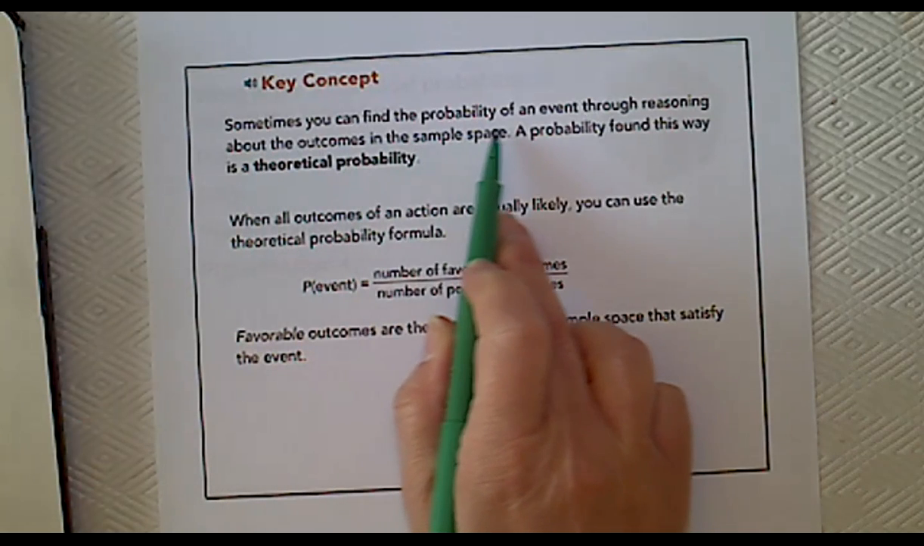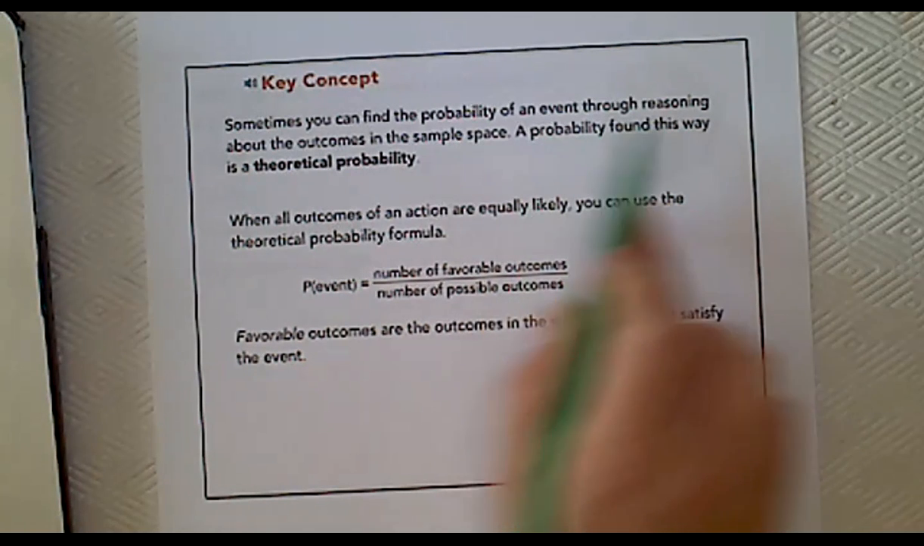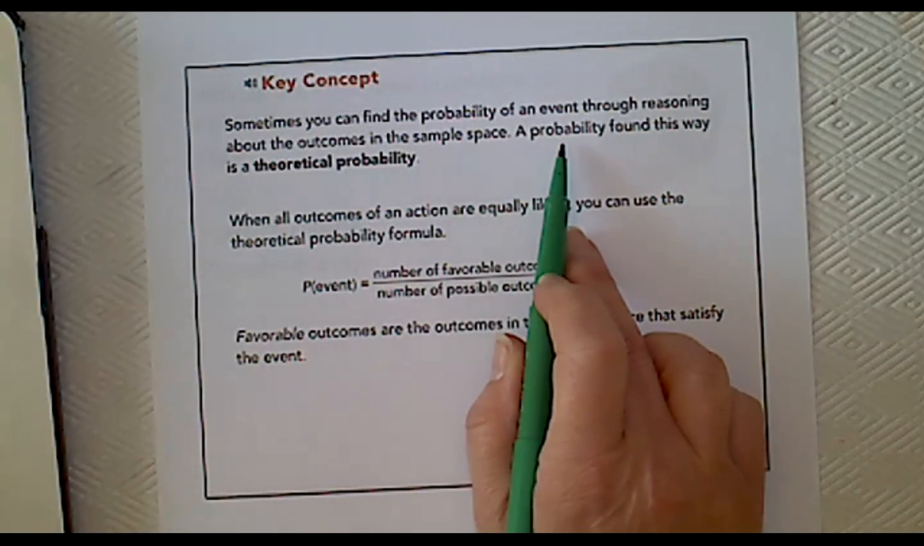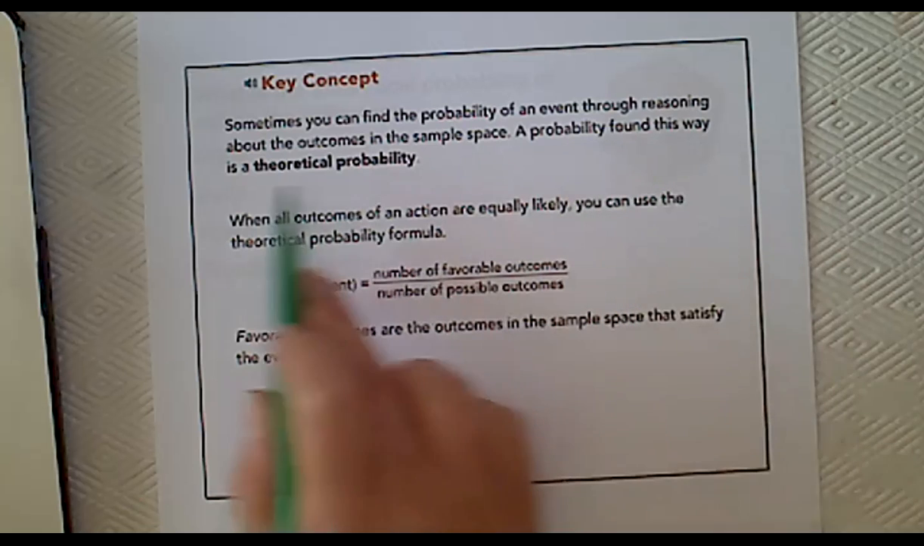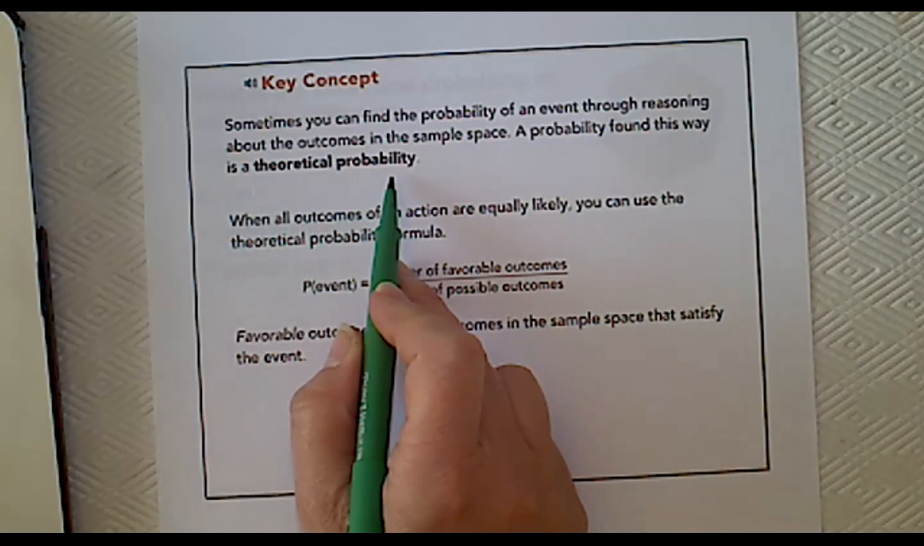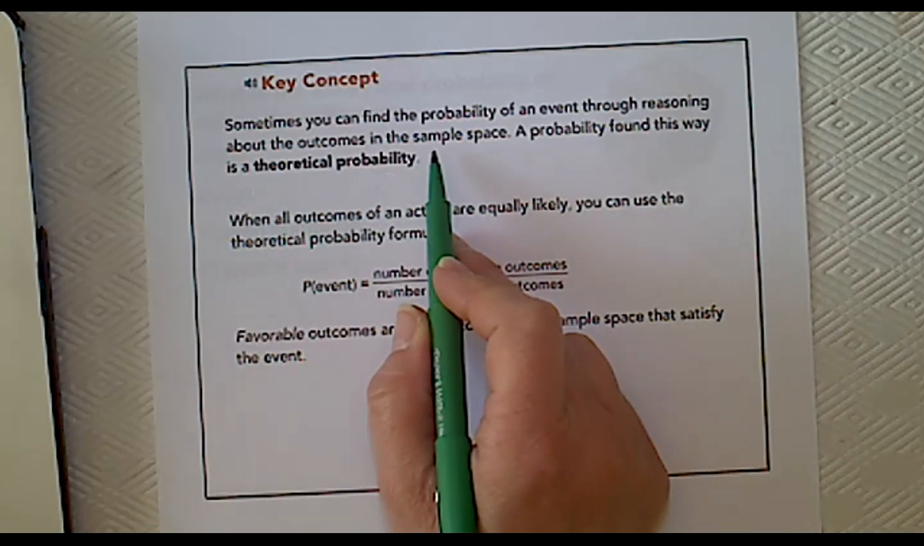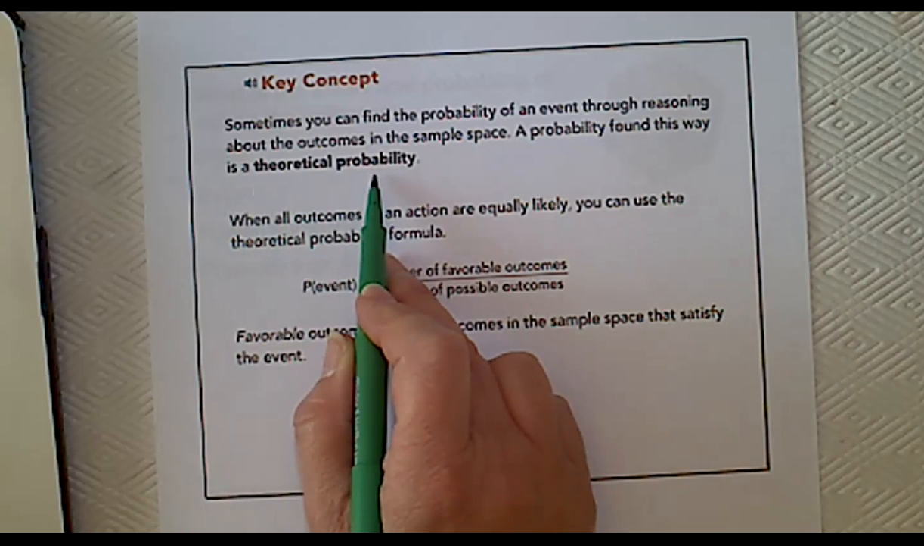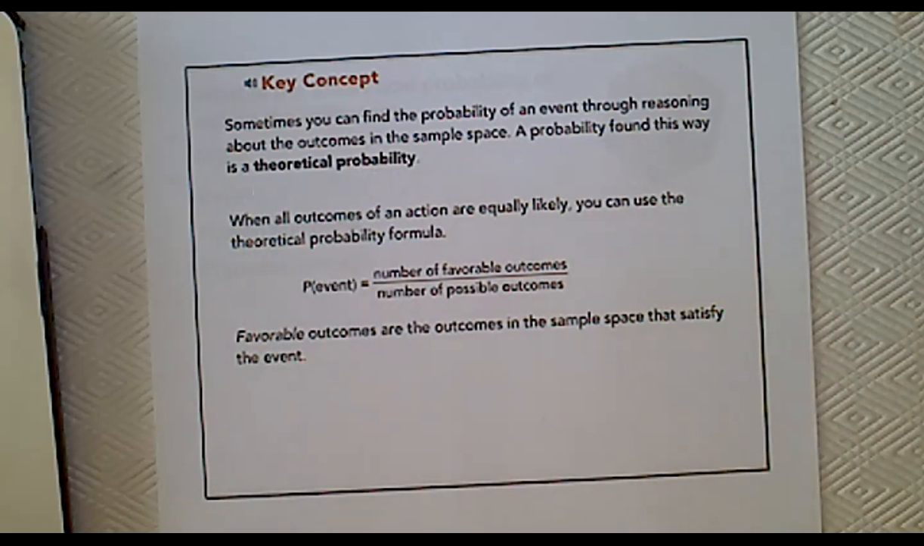Sometimes you can find the probability of an event through reasoning about the outcomes in the sample space. A probability that is found this way is a theoretical probability. So again, we're going to look at the sample space to figure out what our theoretical probability is. We are not rolling any dice. We are not flipping any coins. We are not spinning spinners. We're just looking at the coin, the die, or the spinner to help us answer our questions.